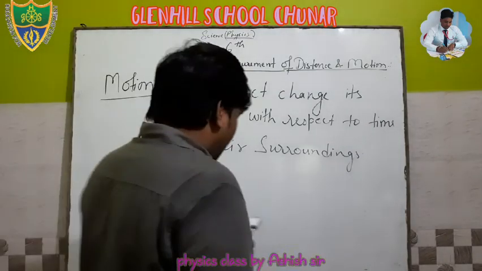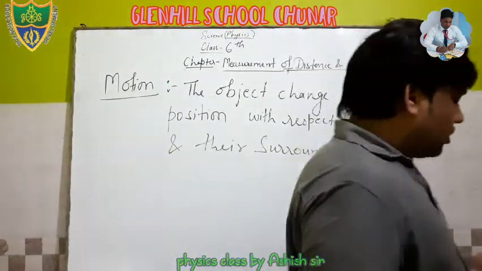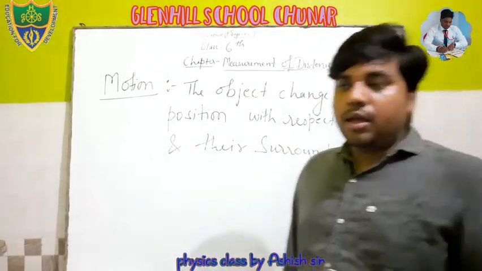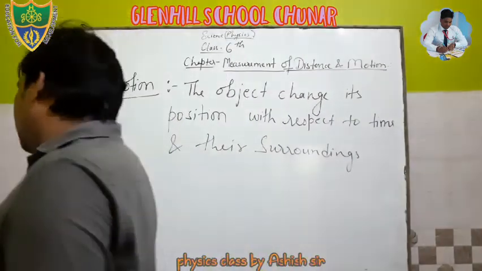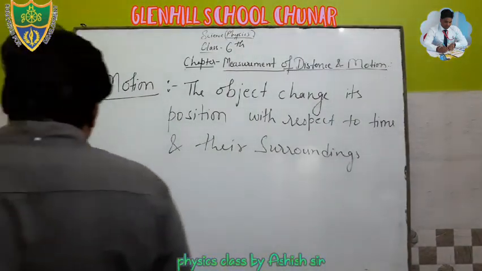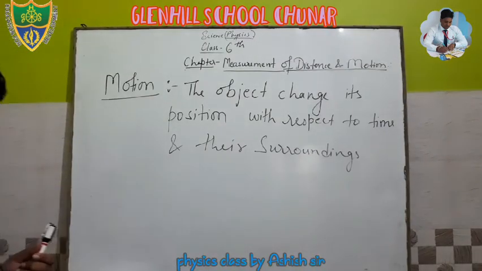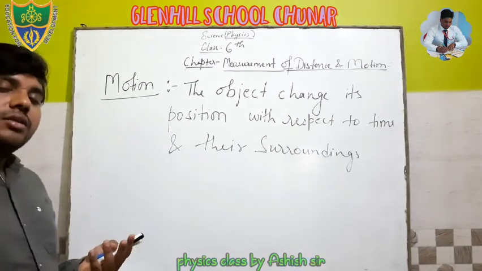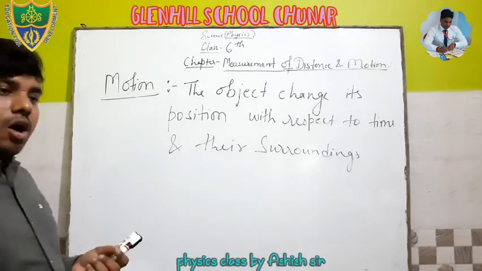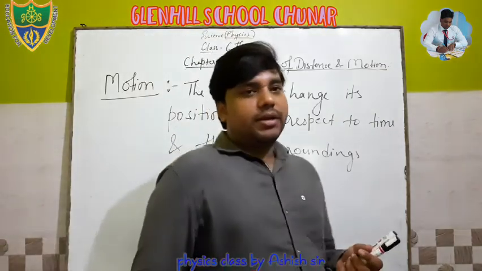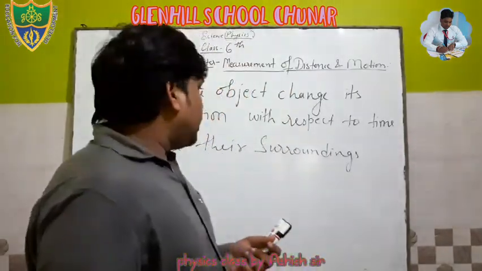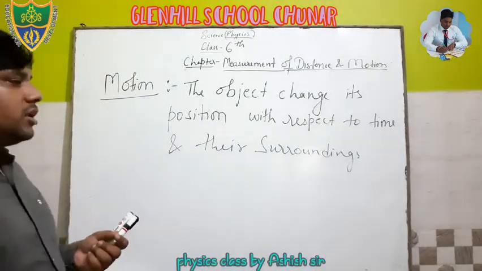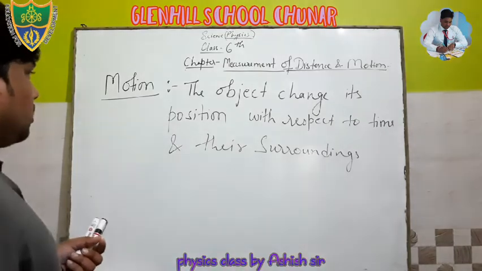Now every motion relates to some fixed point or starts from a fixed point. That fixed point is known as the origin. That fixed point is the origin. Okay, clear?